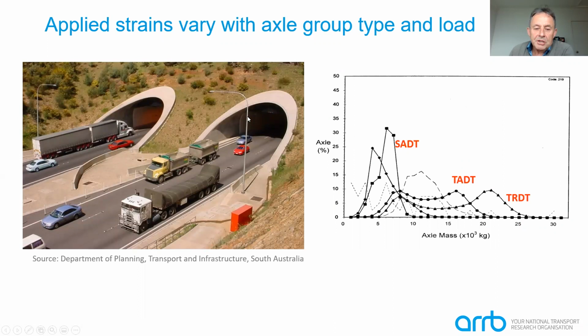So, as we've mentioned previously, there are a whole range of axle group loads and types on roads. We have, for example, single axle with dual tyres, tandem axle with dual tyres, triaxle groups. And for each of those, we need to estimate the strains under each axle group load and type.